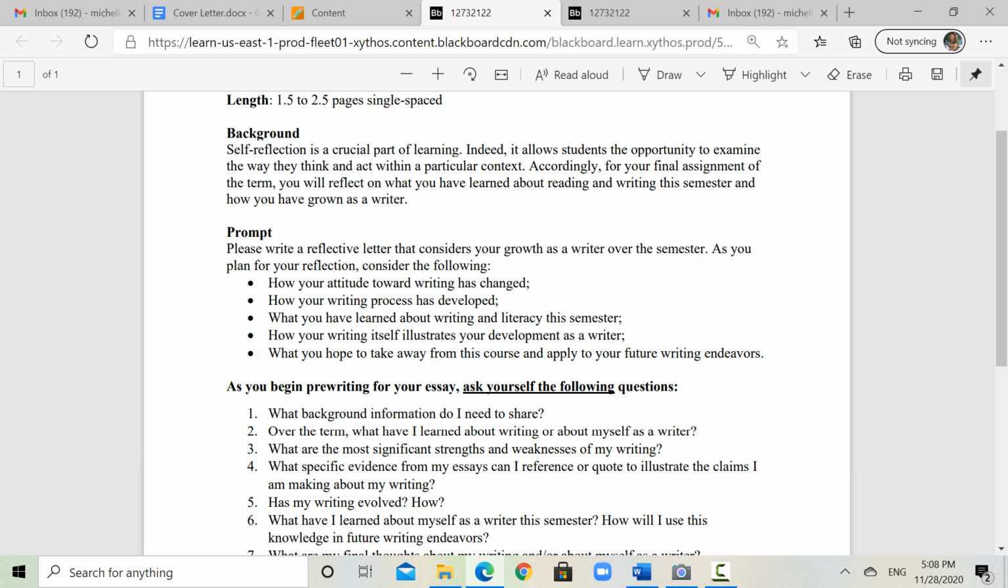But I'm also really interested in your attitude toward writing and reading. Has that changed at all? Why? How? What do you want to take with you from this class from that? Your writing process, right? The way you actually engage in writing, has that changed? And finally, again, what you hope to take away from this course and to remember when you're writing in future courses or in future writing endeavors.